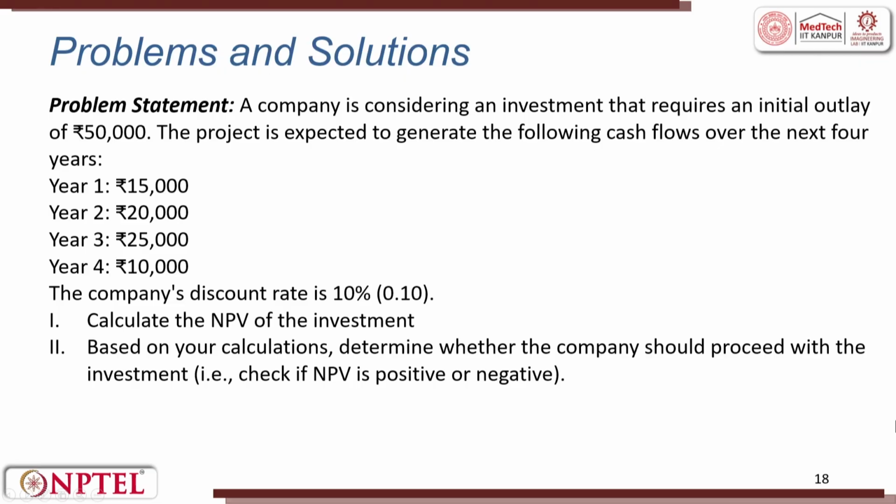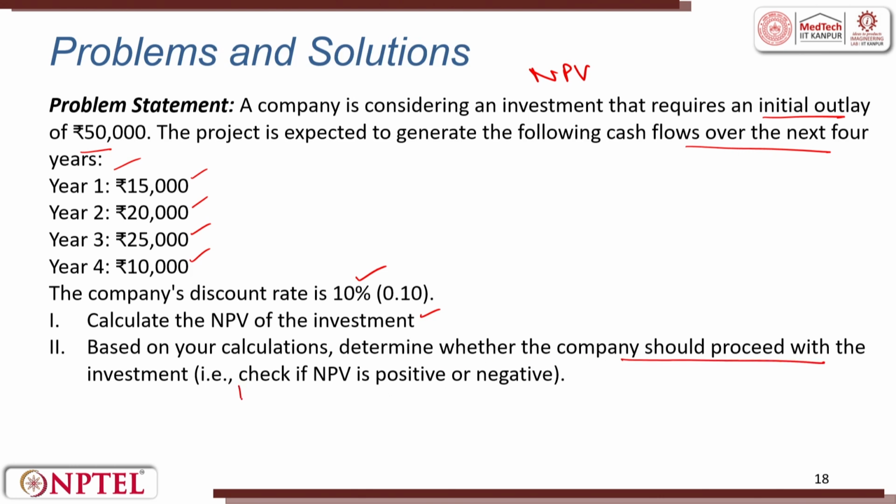The first problem here talks about net present value, NPV. A company is considering an investment that requires an initial outlay of rupees 50,000. The project is expected to generate the following cash flows over the next 4 years. Year 1, rupees 15,000, year 2, rupees 20,000, year 3, rupees 25,000, year 4, rupees 10,000. The company's discount rate is 10%. Calculate the NPV of the investment. Based on your calculations, determine whether the company should proceed.